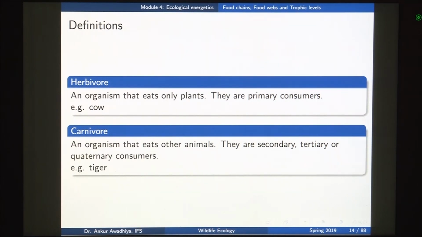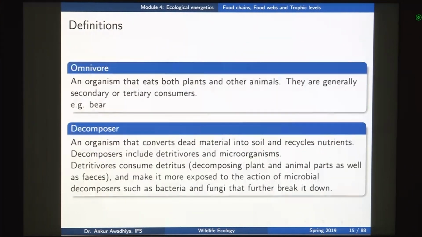So, just going through the terms, a herbivore is an organism that eats only plants, they are primary consumers, an example is a cow. A carnivore is an organism that eats other animals, and they can be secondary, tertiary or quaternary consumers. So, they can be anywhere, but they cannot be the primary consumer and they cannot be the producer. An example is the tiger. An omnivore is an organism that eats both plants and animals, and they are generally secondary or tertiary consumers. An example is the bear. The bear can eat some insects, it can also eat some amount of flesh, but it also feeds on fruits, it also feeds on roots of plants, and so on. So, it is an omnivorous animal.